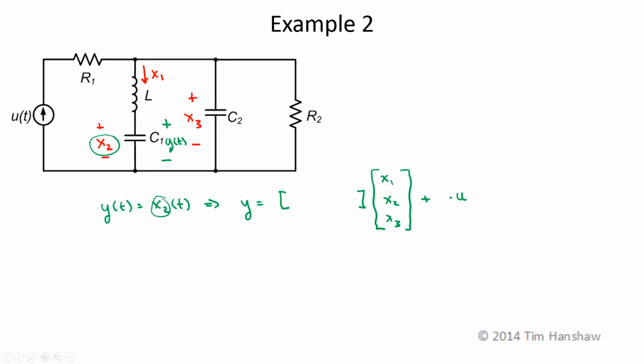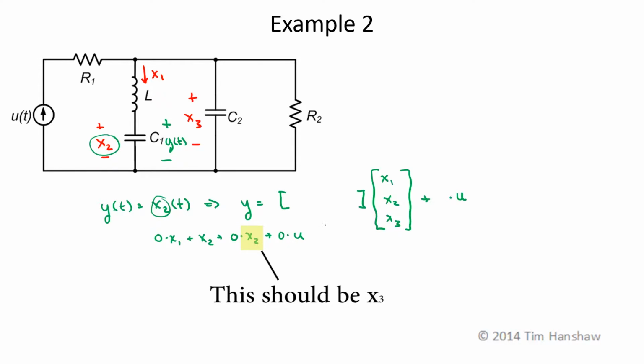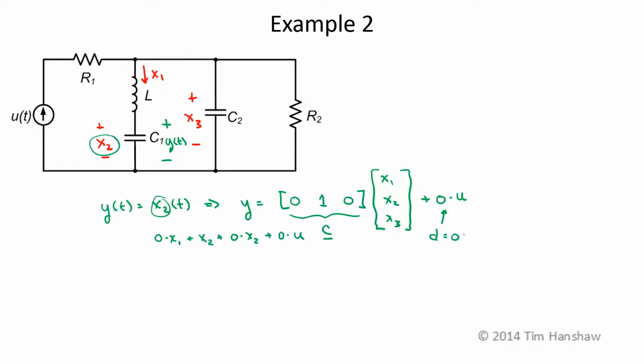This is just x2, so this is 0 times x1 plus 1 times x2 plus 0 times x3 plus 0 times u. So in this case, this is my C vector, and my D is equal to 0. I can choose a different output if I want. So let's call the current through R2 my output. Say that's y2(t).